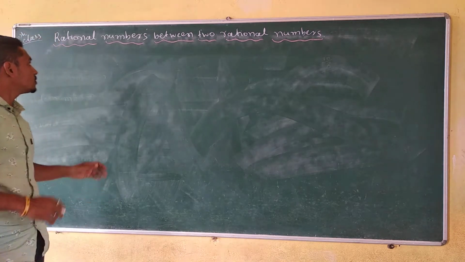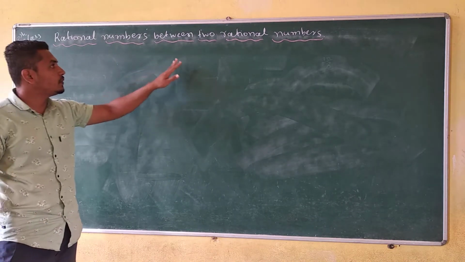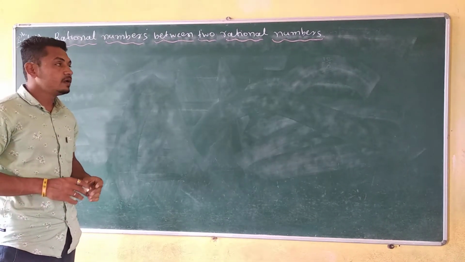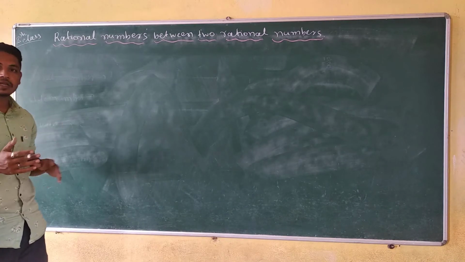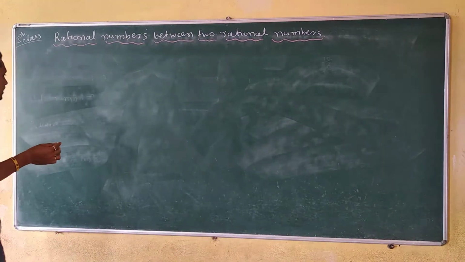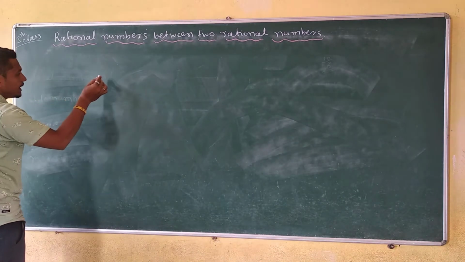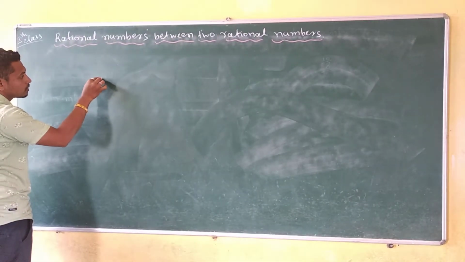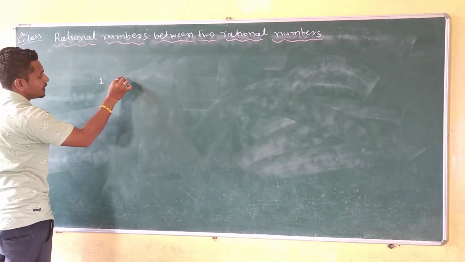Students, today in this class we are going to study the rational numbers between two rational numbers. In the last class we already studied the representation of rational numbers on the number line. Now see here, I will give one example: 1 and 3.